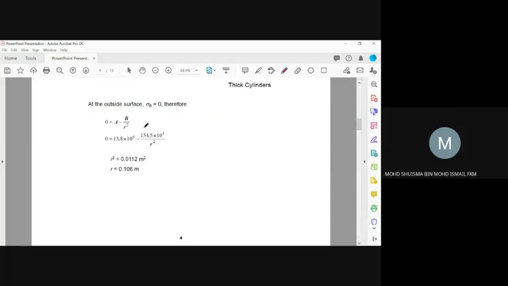Now, if we want to find the stress on the outside surface, we know that for the outside surface, we have P atmosphere, so sigma R is zero. And we have A and B from our previous calculation. A is 13.8 megapascal and B is 154.5 kilonewtons. So from this equation, we can get R. Therefore, R is equal to 0.106 meters or 106 millimeters. Minimum, right? So it should be 106 or larger.